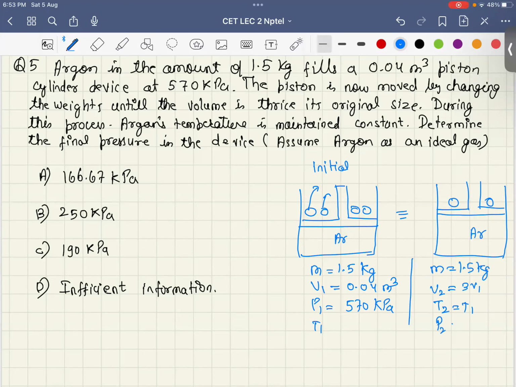Now we are asked what is the final pressure. Assuming that this is the final state, we can assume argon gas as an ideal gas, right? So the solution is very similar to the previous problem. I think everybody should be able to solve this question. So I'll give you 5 minutes to solve it.